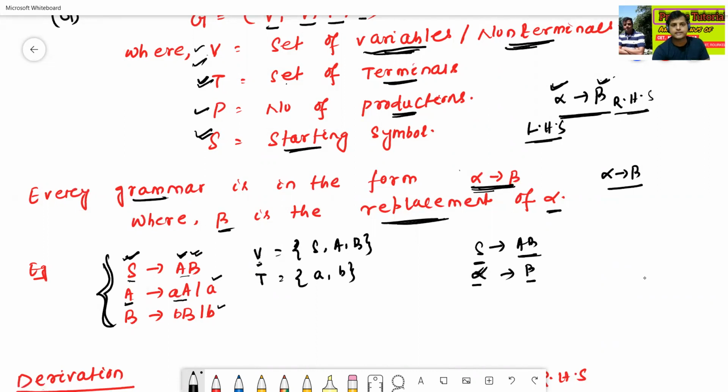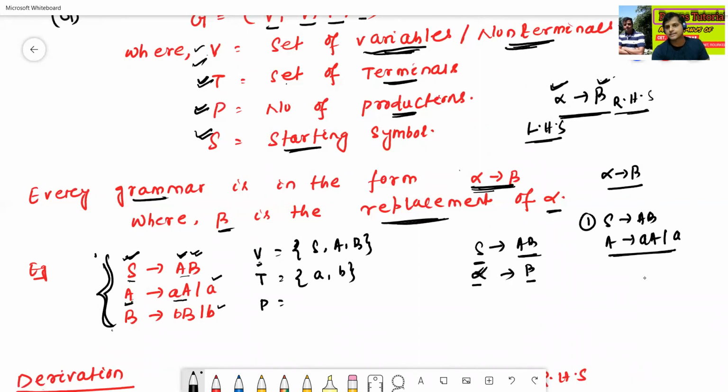Okay, so the next one is P. Which is the number of productions? How many productions are in this grammar? See here, S to AB is one production. This is the first production. The second production is A to AA slash A. It is nothing but what?